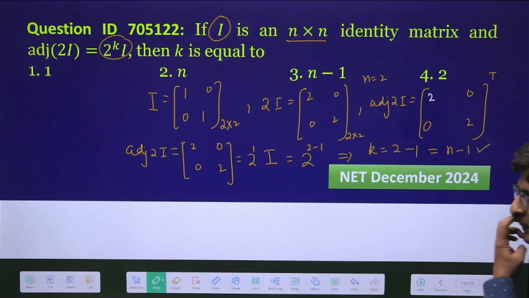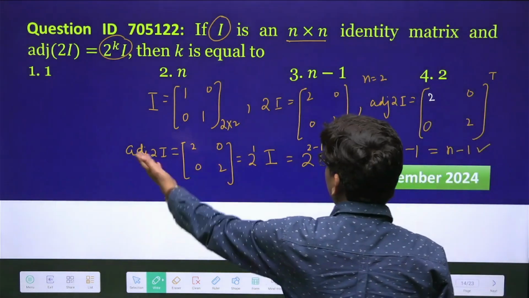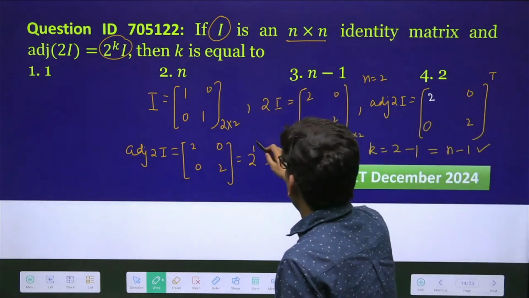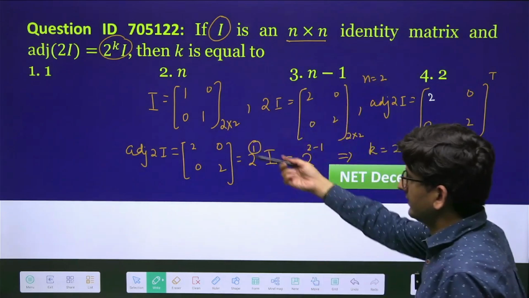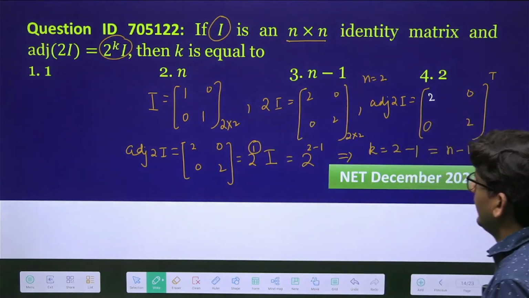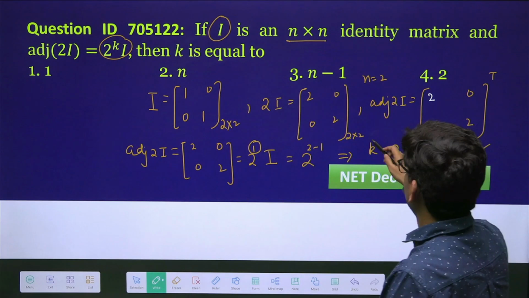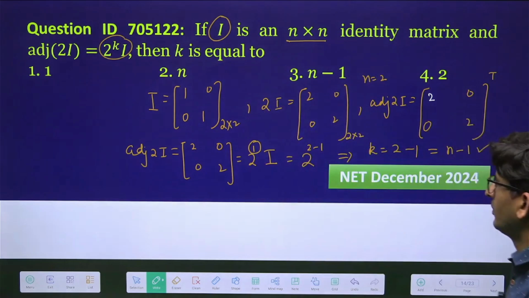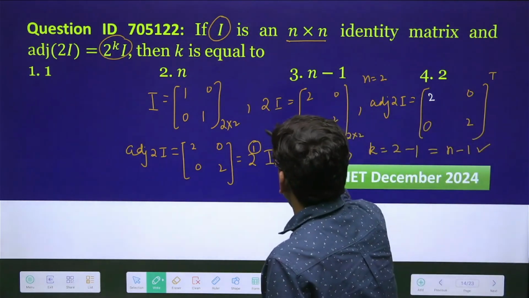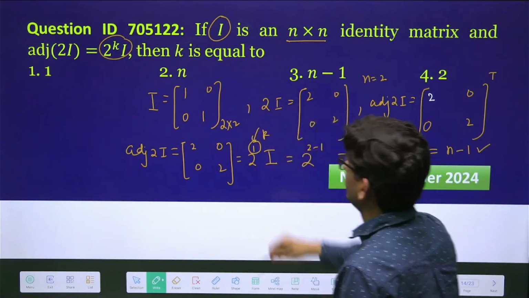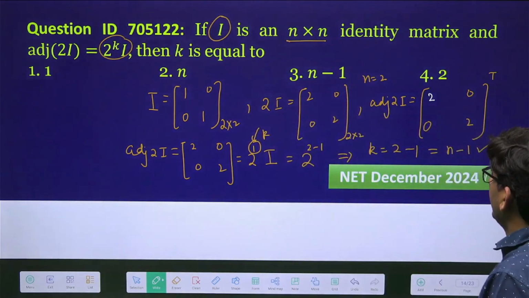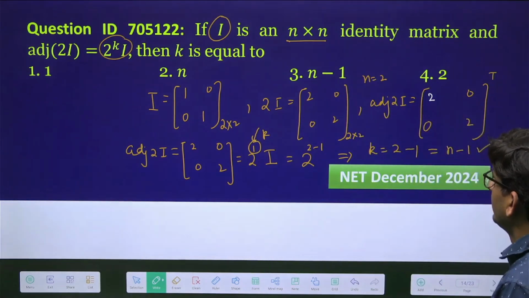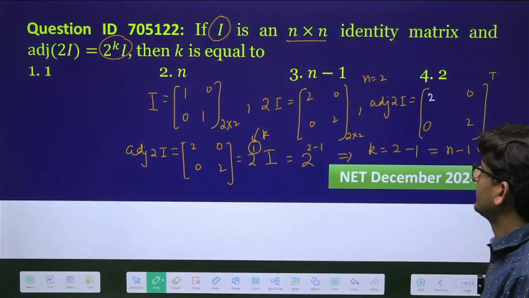Okay? Now you can rule out the options also. For example, this 2 to the power 1 is for the particular case, so option 1 is ruled out. I have taken n is equal to 2, so that's why the answer is k is equal to 1. So k is equal to 1, and that's why the second option is incorrect. And here again this cannot be 2, so this is also ruled out, so option 3 is correct.